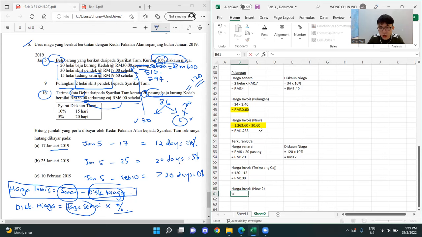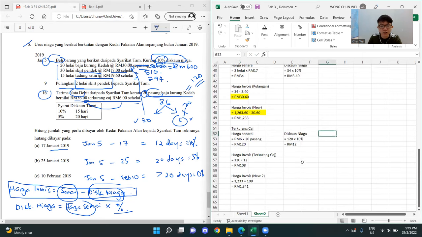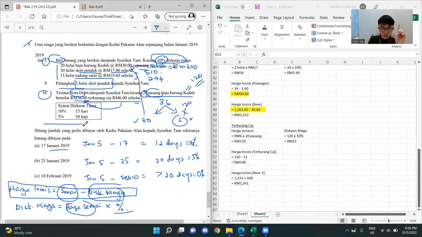So you use now, you use the latest one, 1233. But tadi terkurang just 108, meaning now you tambah. So sekarang I have to pay more. I have to pay extra 108 ringgit. So you tambah into it. So now you get 1341. So this is the harga invoice yang terbaru, or you say paling baru, the latest one. Yeah, I know this is a bit, we need to do again and again. So that's it. Okay, but not done yet now.